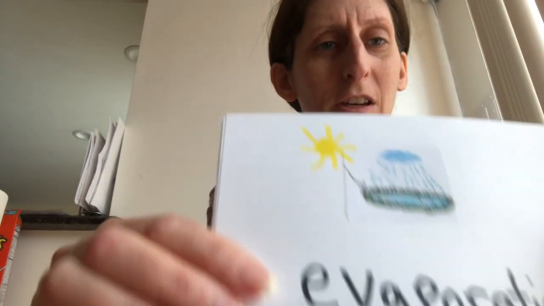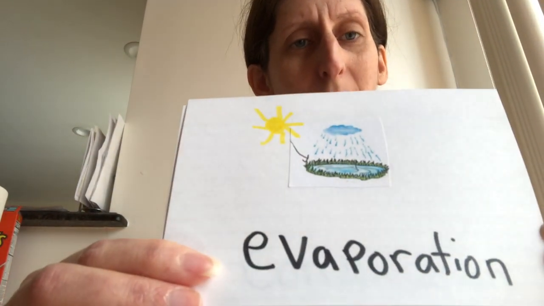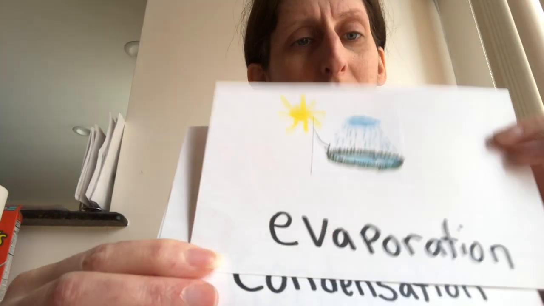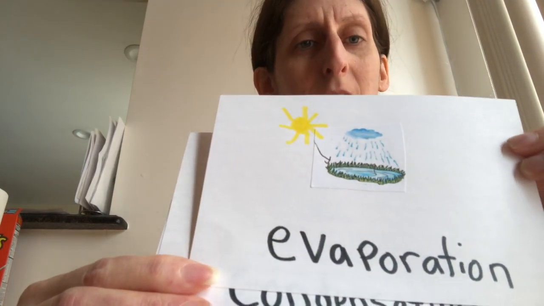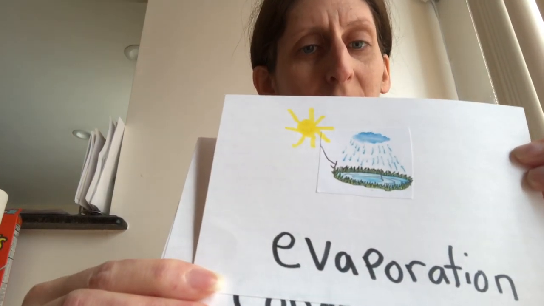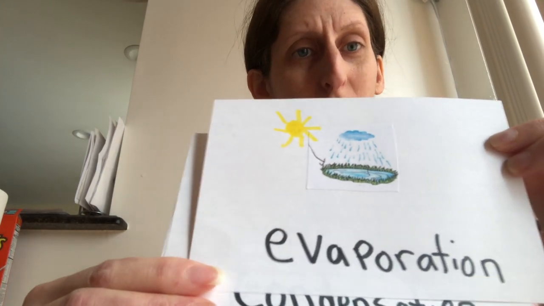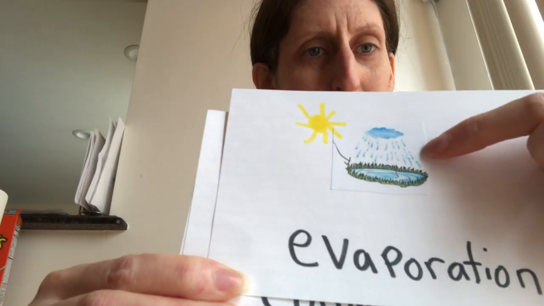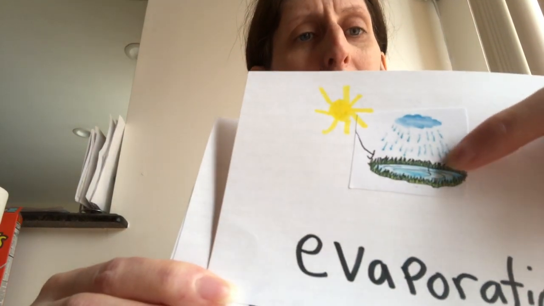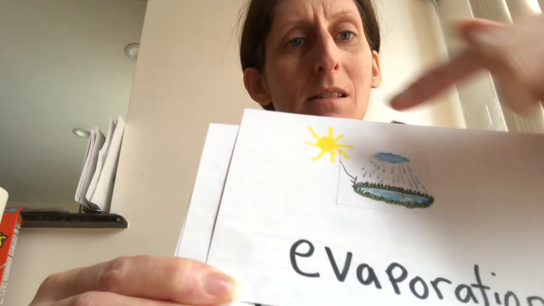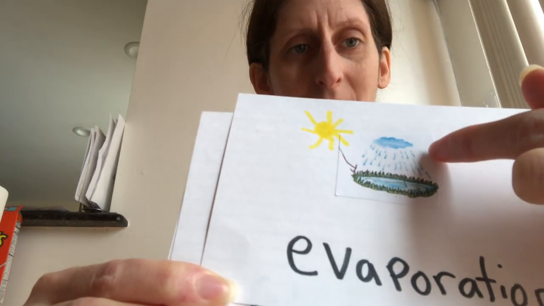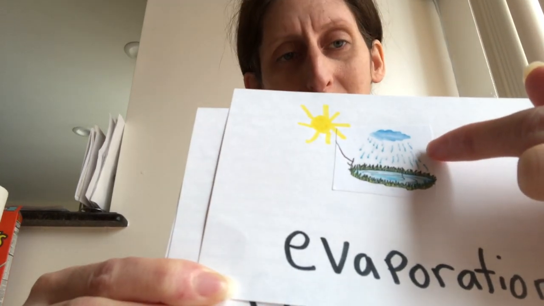Next word is evaporation. Everyone say evaporation. What does evaporation mean? It means when there's heat from the sun, it warms up the water that is on the ground, and the water goes up into the air, turning into a water vapor. You see the water vapor? So there's a collection of water. Here's the sun hitting the water, and the water vapor goes up into the air. You cannot see the water vapor, all right?